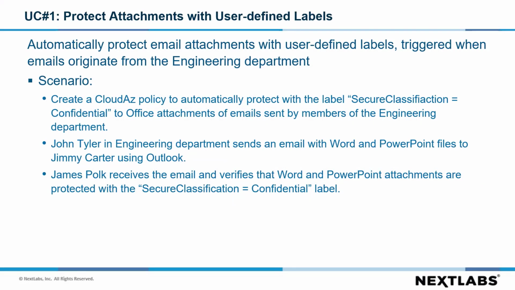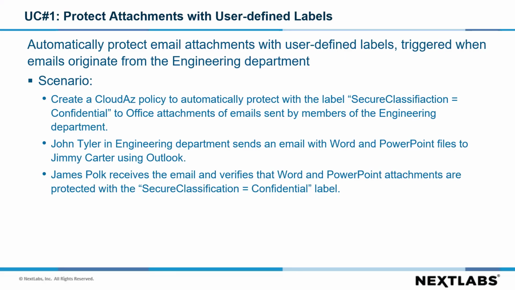Use Case 1. Protect attachments with user-defined labels. Exchange RMX automatically protects email attachments with user-defined labels, triggered when emails originate from the engineering department. Administrator creates a Cloud AZ policy to automatically protect with the label secure classification equals confidential to Office attachments of emails sent by members of the engineering department.